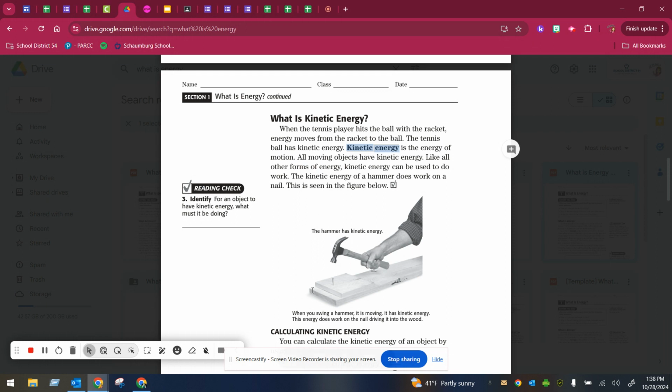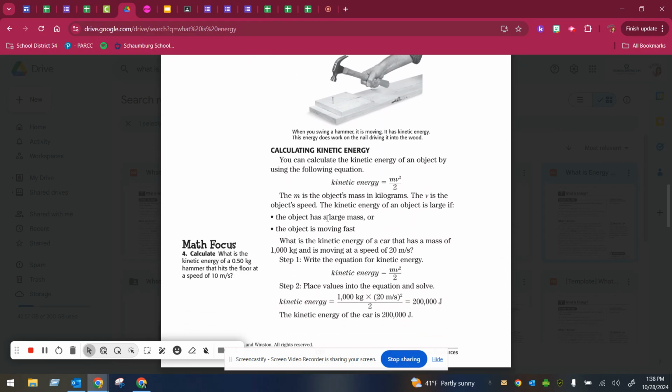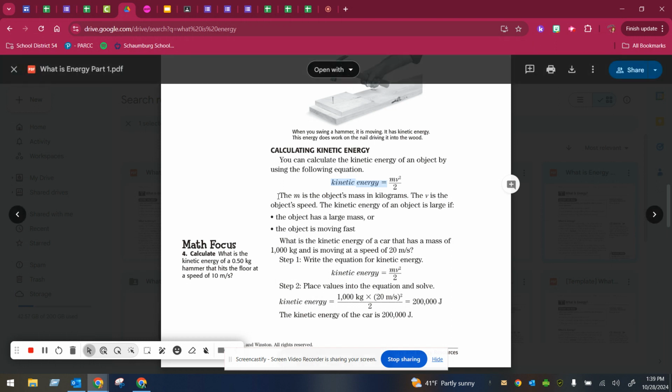So looking at the picture here, it says the hammer has kinetic energy. When you swing a hammer, it is moving. It has kinetic energy. This energy does work on the nail, driving it into the wood. Calculating kinetic energy. You can calculate the kinetic energy of an object by using the following equation. It says kinetic energy is equal to the mass of the object multiplied by the velocity of the object squared divided by 2. So here's where it says it again.